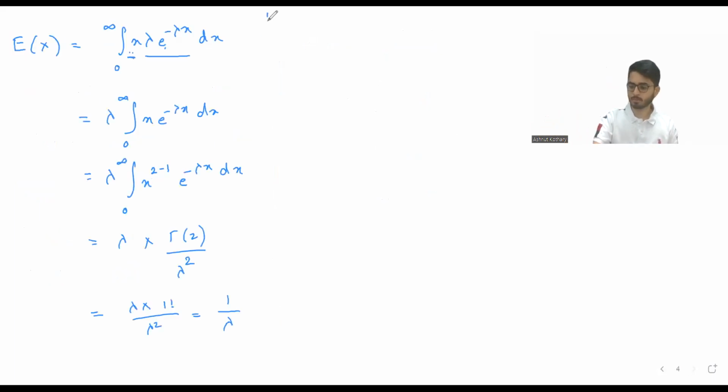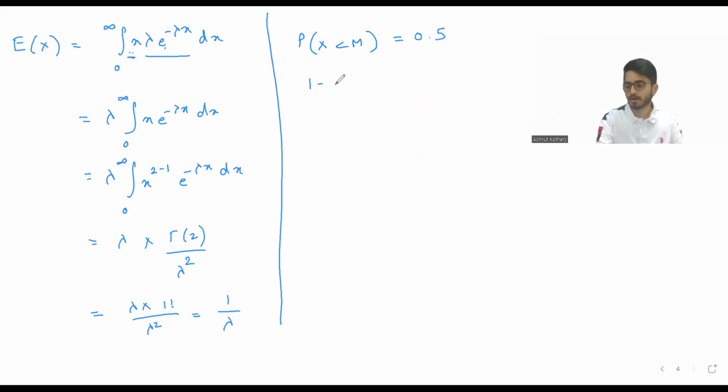I calculated the mean. Now we will see how to go about calculating the median as well as the mode. For the median, it's straightforward. Let's say m is the median. So probability of x less than m is nothing but 0.5. 1 minus e to the power minus lambda m is 0.5. From here you will get that e to the power minus lambda m is 0.5. So minus lambda m is ln of 0.5. Now remember, what is 0.5? It's nothing but 1 by 2.